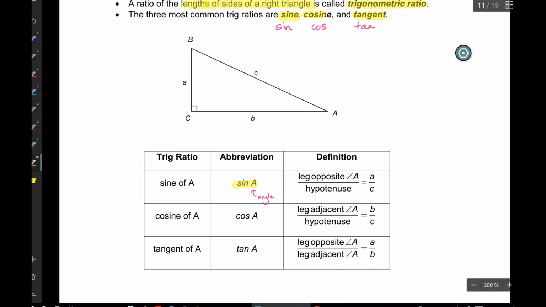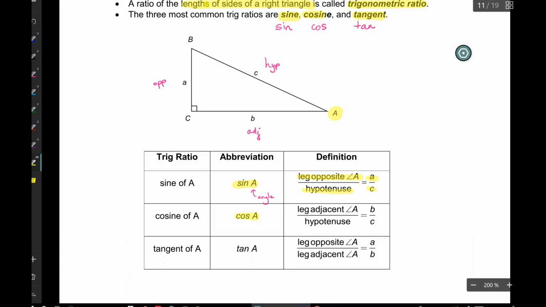And the sine is defined as the leg opposite angle A over the hypotenuse, that ratio. So let's just look at, here's angle A. The leg directly opposite would be side A. The hypotenuse would be C. And then we say the leg adjacent would be B. So if the sine of A is defined as the leg opposite over the hypotenuse, then we put A over C.